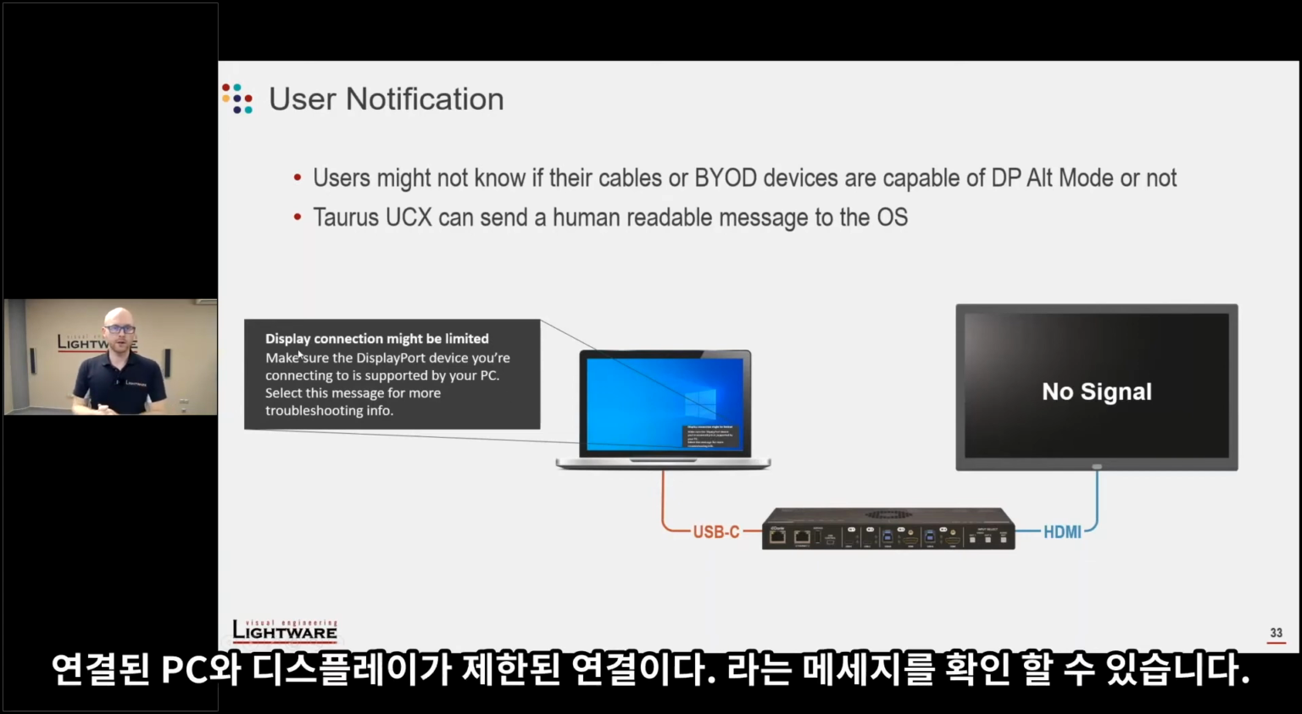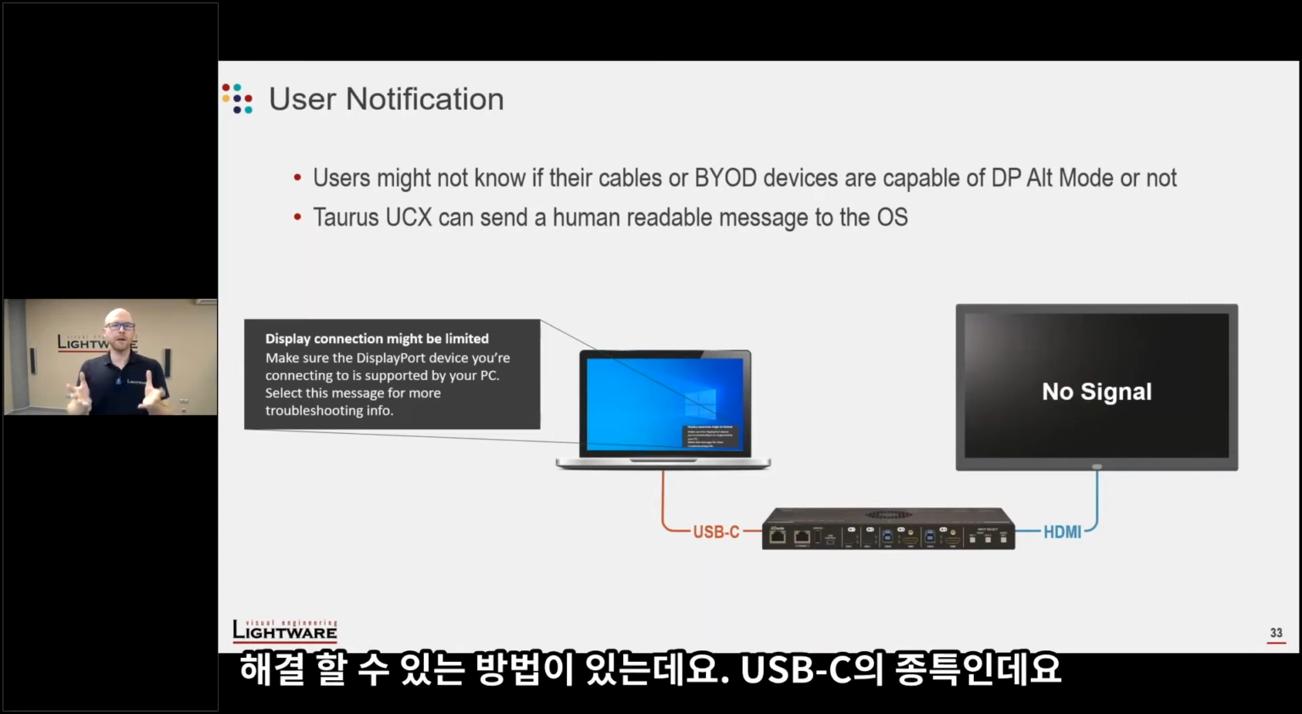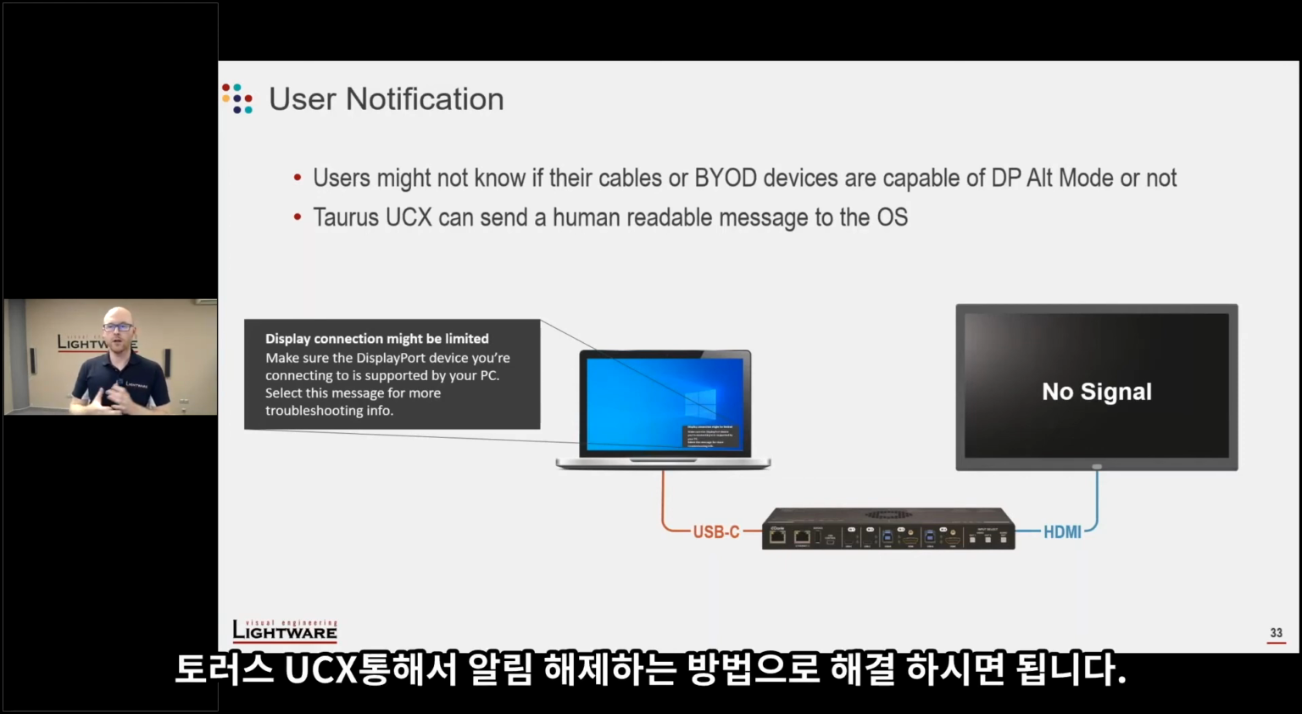And we can configure this notification and say: display connection might be limited. Make sure the DisplayPort device you're connecting to is supported by your PC. So there's some bit of troubleshooting right there and then when you connect the laptop and for whatever reason it cannot enter DisplayPort alternate mode. So that's a USB function that we can take advantage of by using it in Taurus UCX.